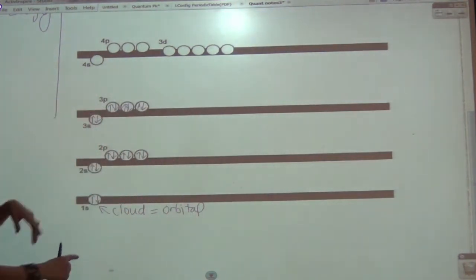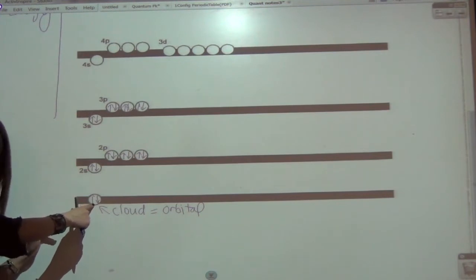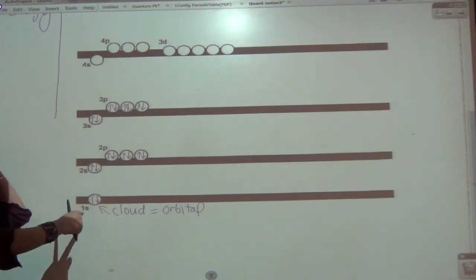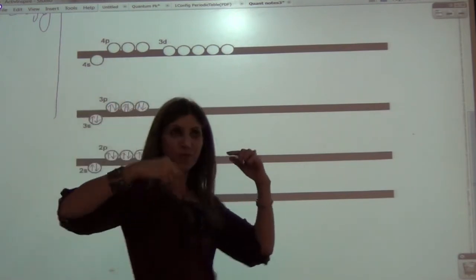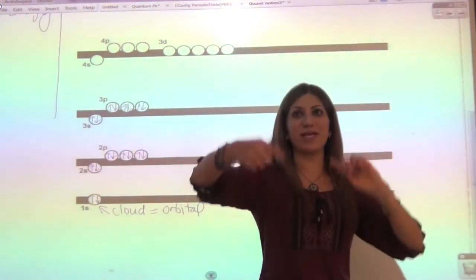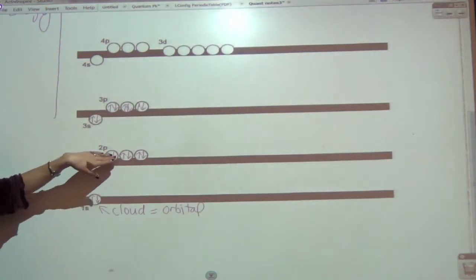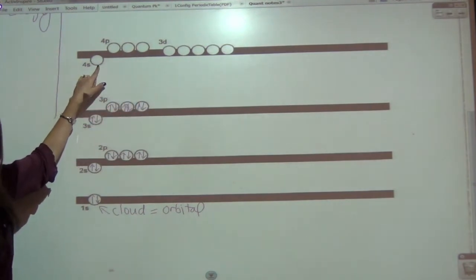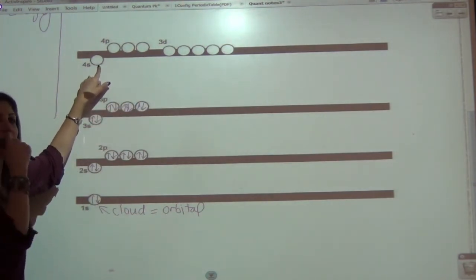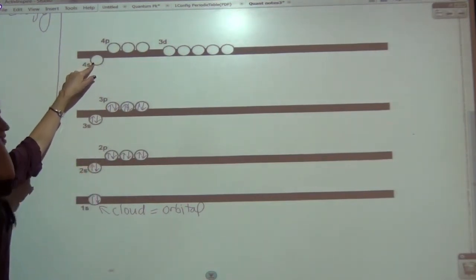So we talked a little bit about this, and we said that every circle here represents one cloud or one orbital, okay? And in one cloud, you can only have two maximum electrons, again, because one's spinning plus 1/2, the other one's spinning minus 1/2, okay? So we did 1s2, 2s2, 2p6, 3s2, 3p6. Something happens funny at 4s. Remember, it goes 4, 3, 4? So here's our 4s. Let's fill this one in.